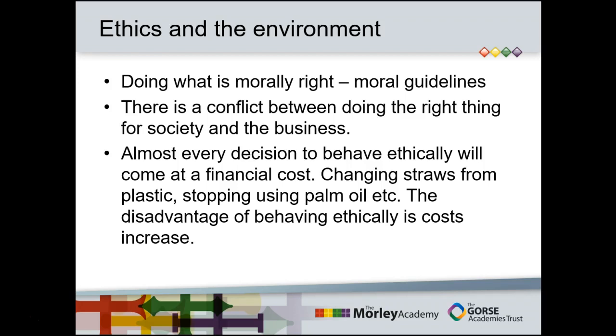For businesses who are profit-driven, every ethical decision will come at a financial cost. McDonald's has changed straws from plastic to paper. Iceland has stopped using palm oil so that orangutans have got a habitat. However, this has cost them: the development of the products that have replaced them, the other resources they've needed. As a result, the costs have increased for that organisation. The disadvantage of behaving ethically is it will cost you a lot of money.